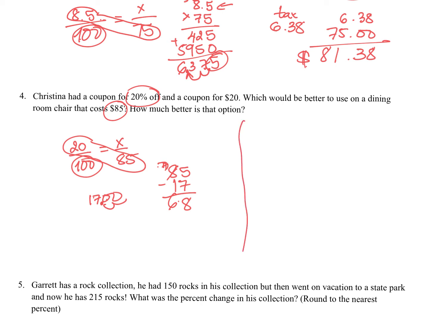If they say $20 off, you will take 85 and subtract 20. 5 minus 0 is 5. 8 minus 2 is 6. So which one will be better? 65 is cheaper. So I would use the coupon for $20 off.